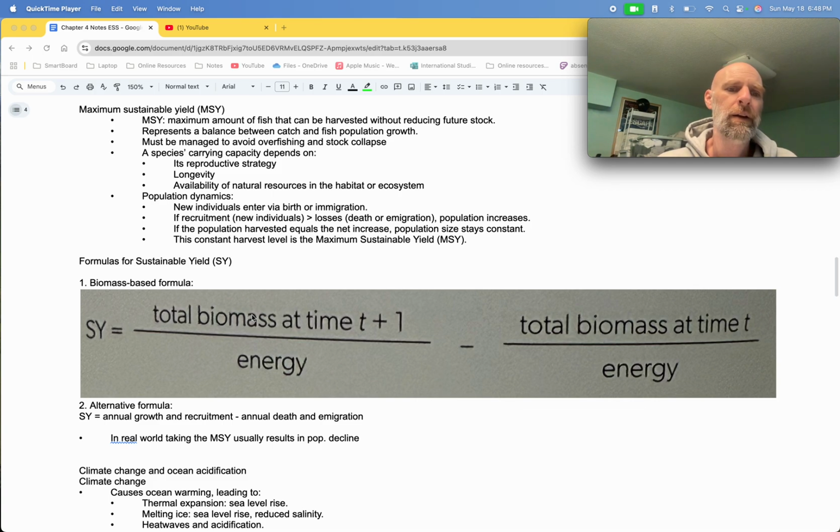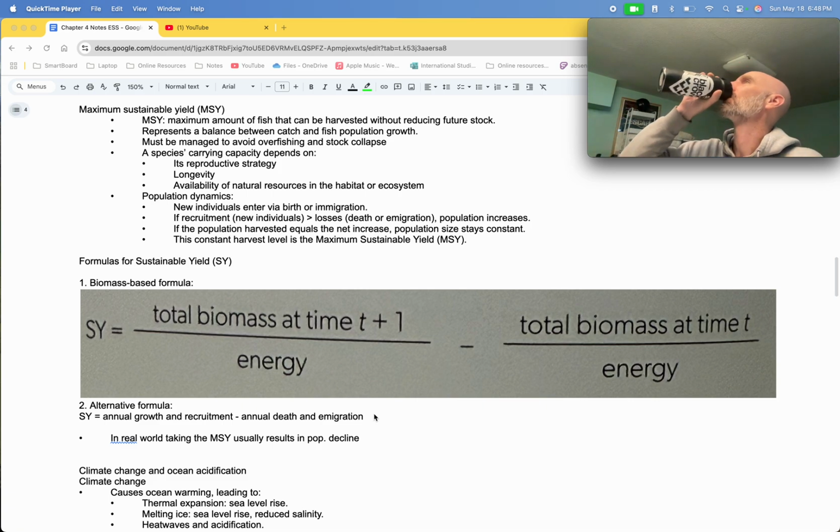So, here you go. There are two formulas for MSY. The biomass-based formula, which is the total biomass at the time over the change in time. The alternative formula is the annual growth in recruitment minus the annual death and emigration. So, those coming in, those going out. In the real world, though, taking the MSY usually results in population decline.